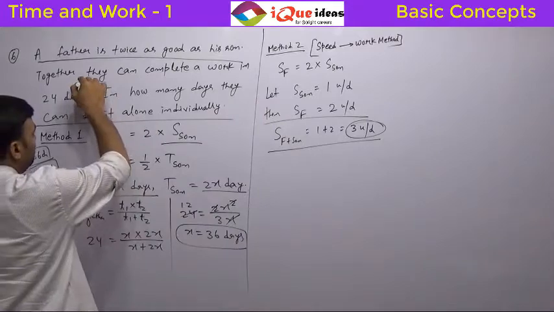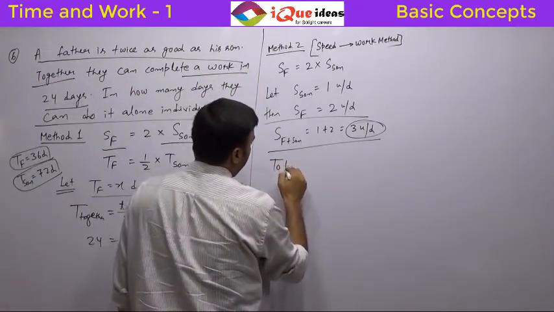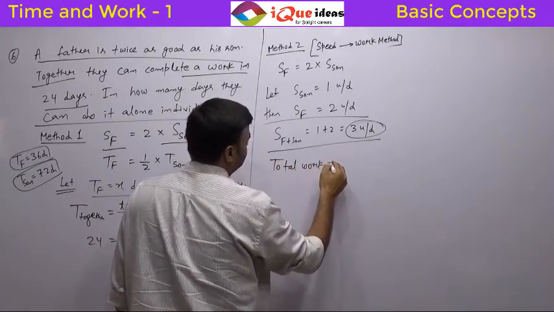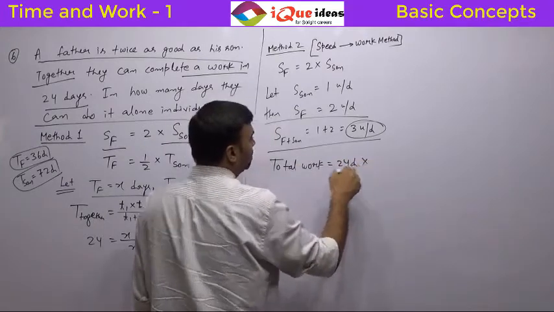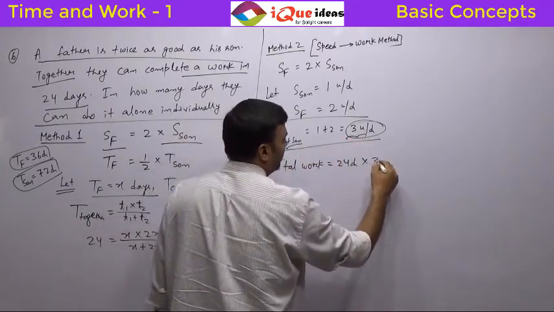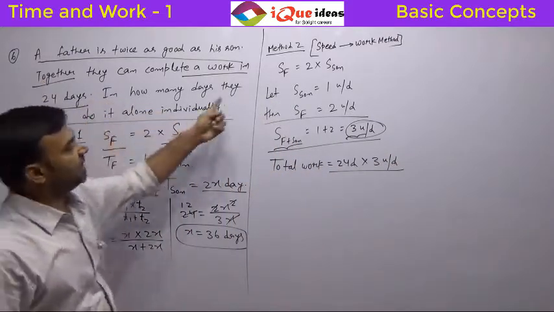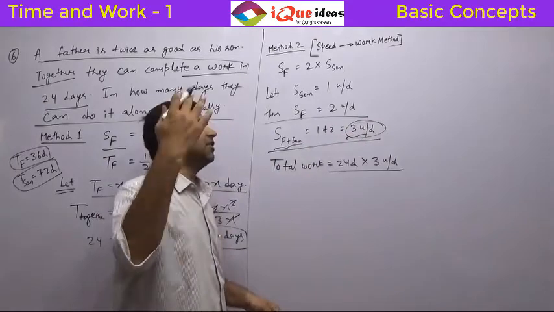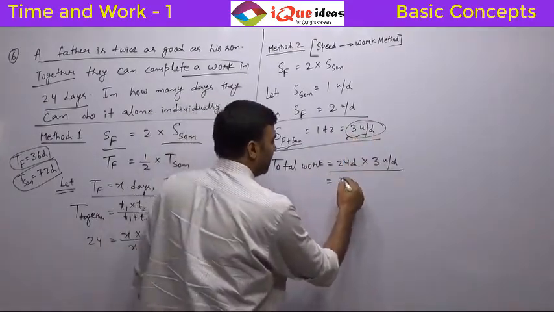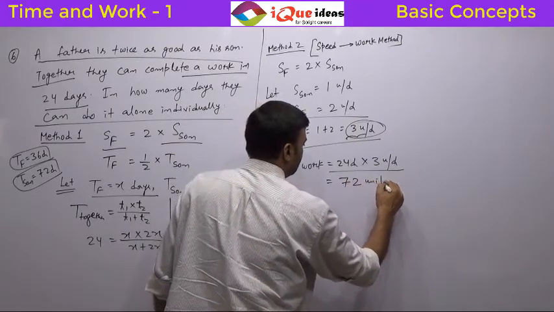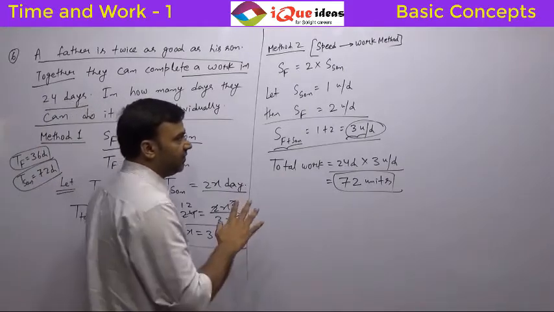Let's see. They can complete the work in 24 days together. So, total work can be calculated from here: total time is 24 days into the combined speed, that is 3 units per day. See, remember, they are working for 24 days together and the together speed is 3 units per day. So what would be the work for which they would take 24 days, working 3 units per day? That will give us 24 into 3, that is 72 units. So the total work in this case is 72 units and together they can finish in 24 days.